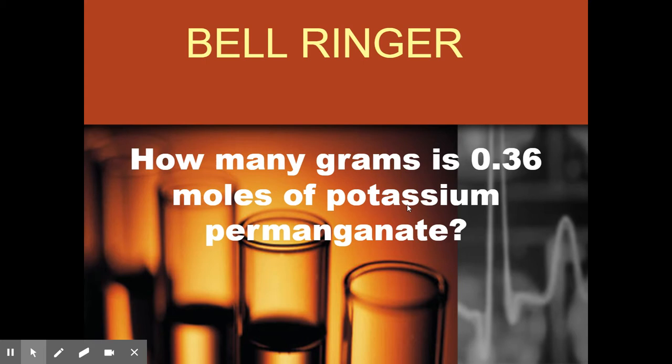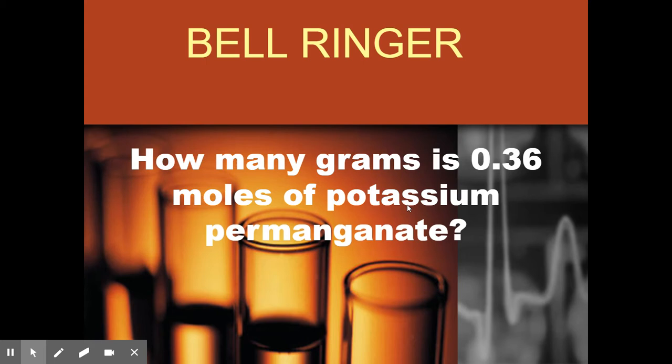So first of all, the formula for potassium permanganate is KMnO4. You do a crisscross. Permanganate is a polyatomic ion, which is on table E. It's a -1 ion. Potassium is a +1 ion, so they cross out the ones and you get KMnO4. You then need the GFM to figure this out.